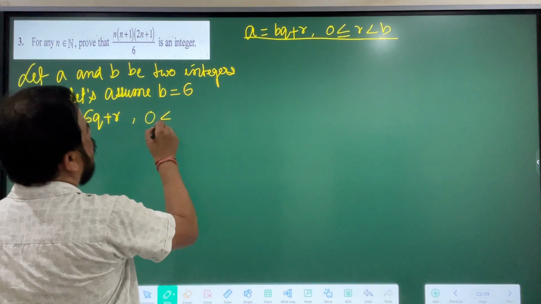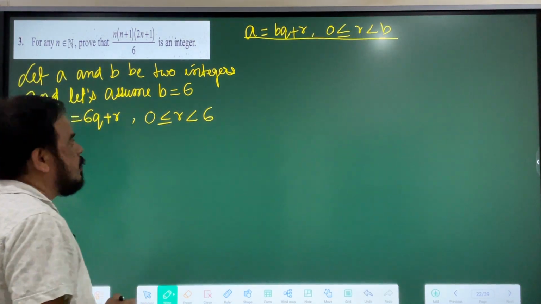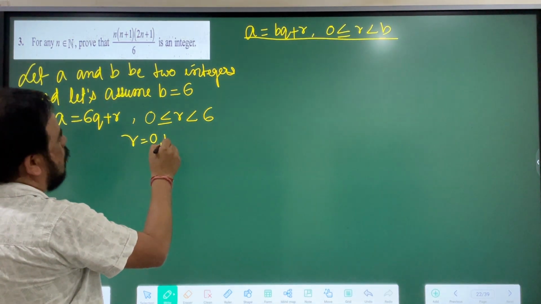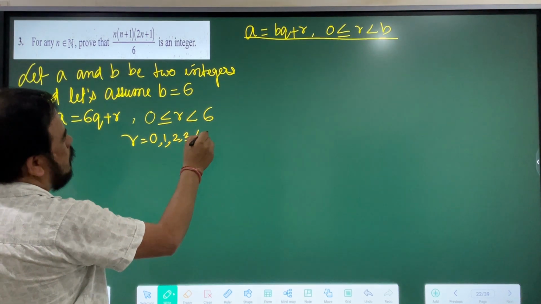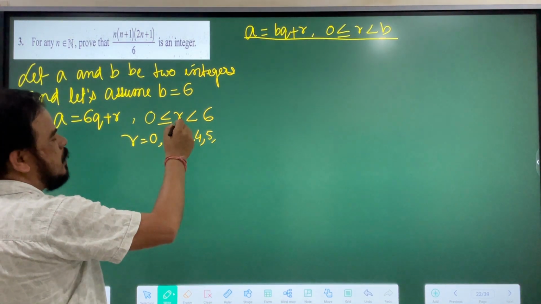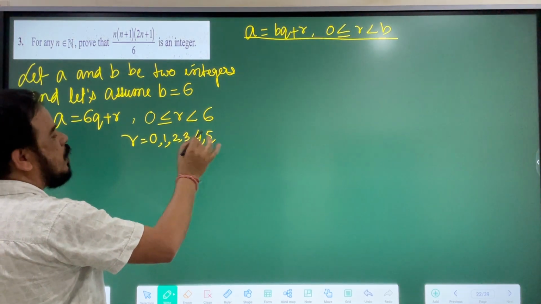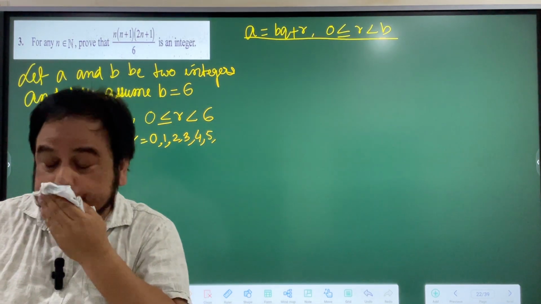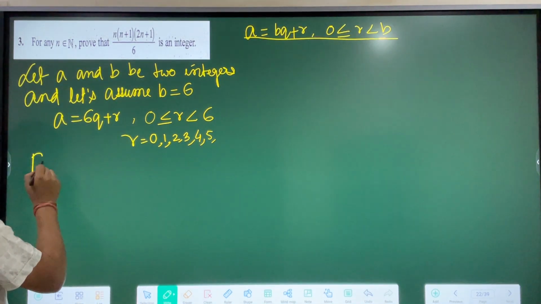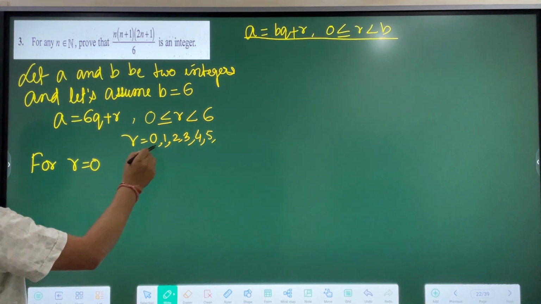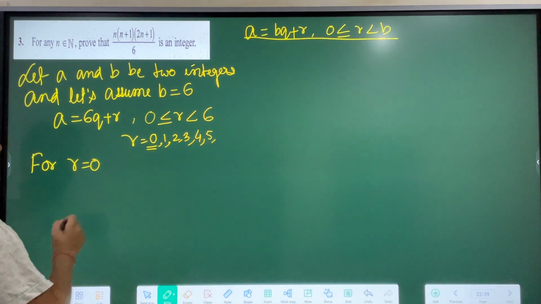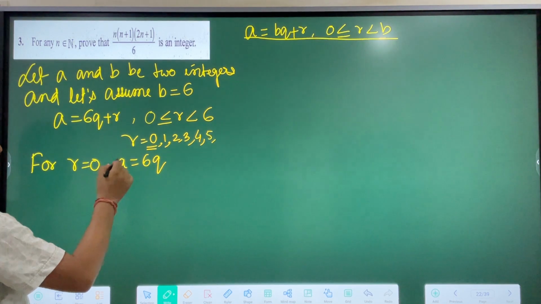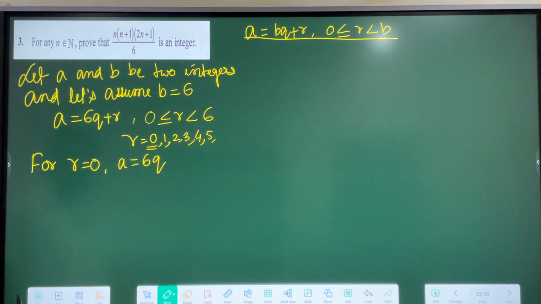So 0 ≤ r < 6, b is 6. So what is r then? r is equal to 0, 1, 2, 3, 4, 5. r is smaller than 6, so we will write till 5. So let us do one by one now. For r equal to 0, let us do for 0 now. If r is equal to 0, then a is equal to 6q plus 0, we are not going to write that again and again. a is equal to 6q.